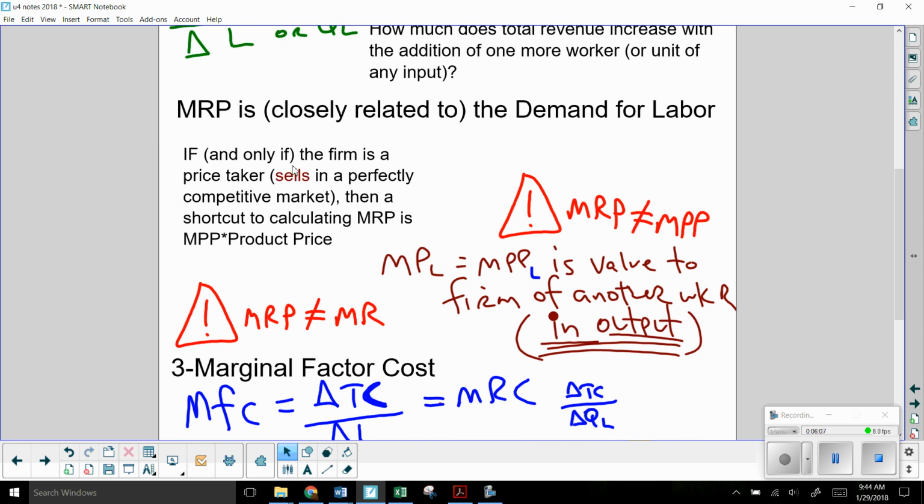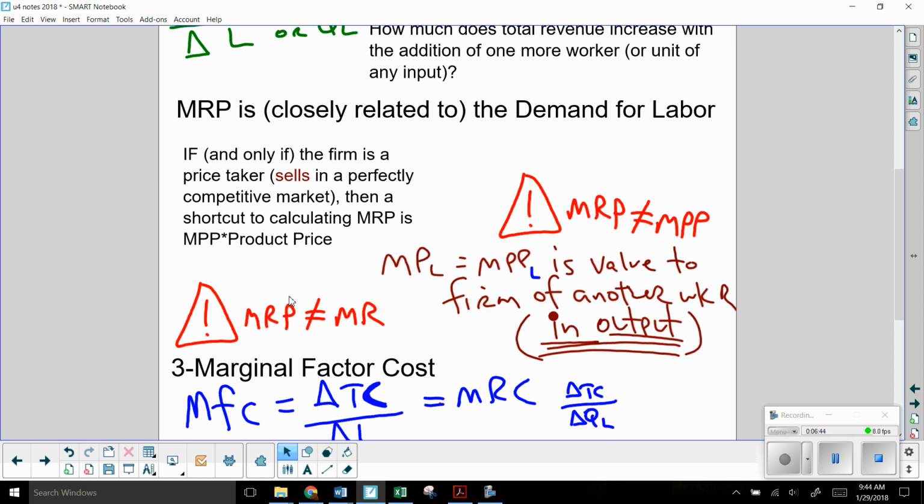You have a shortcut of calculating it right in here that will work, but only if the firm is a price taker, only if they sell their goods in a perfectly competitive product market. Well, what does that mean? That means that when they hire another worker and make more goods, the product price doesn't change. So now what we can do is say, for example, like in your packet you had the Acme yo-yo example. Well, one more worker at the yo-yo factory adds maybe 10 yo-yos, and each yo-yo maybe is worth $5. So perhaps that worker is worth $50 to the firm in MRP.